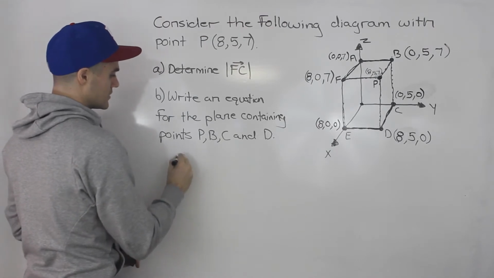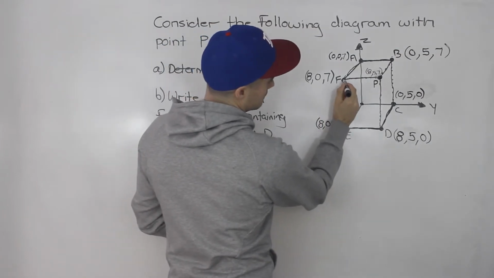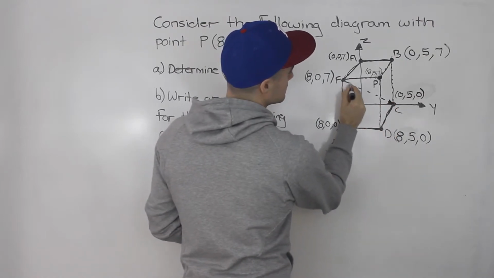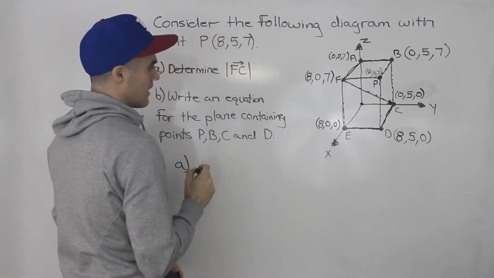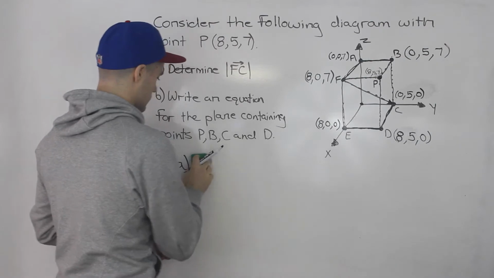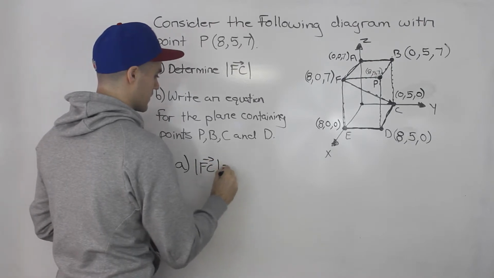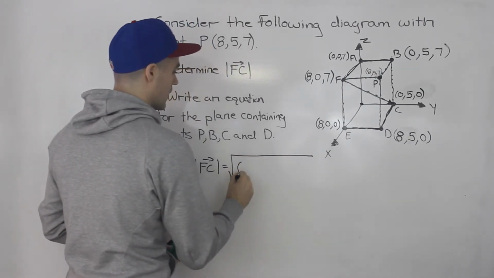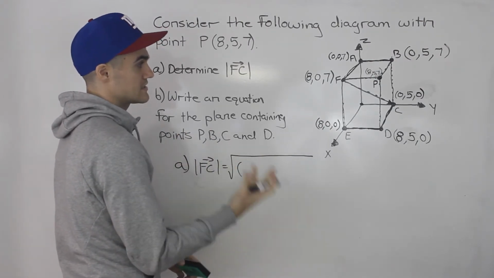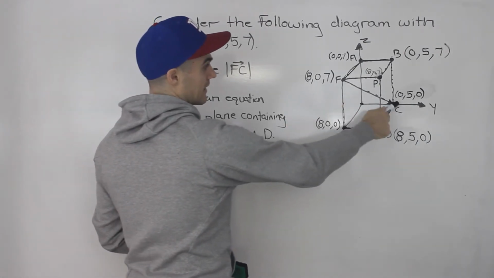So part A, we have to determine the magnitude of vector FC. Well, notice FC is going to be a vector from point F, then it's going to have its head at point C. So if I draw a vector right through there. And how do we find the magnitude of a vector? Well, we just take the square root. Let me erase this actually. So the magnitude of FC, we just take the square root of the difference in the x coordinates, the y coordinates, the z coordinates.